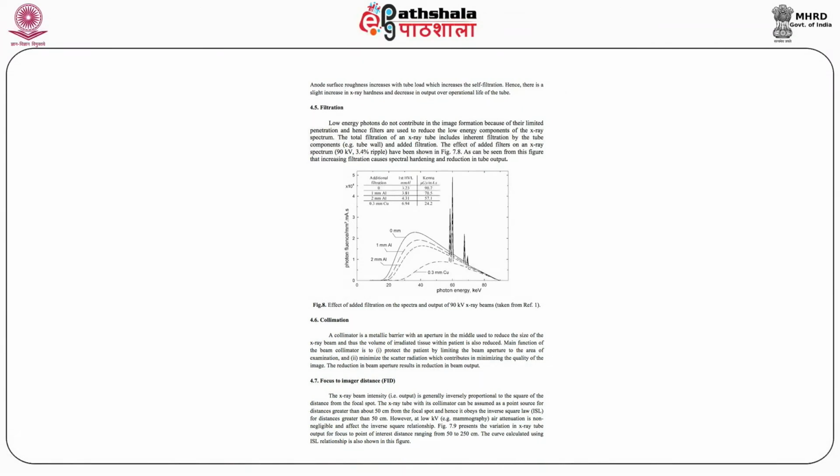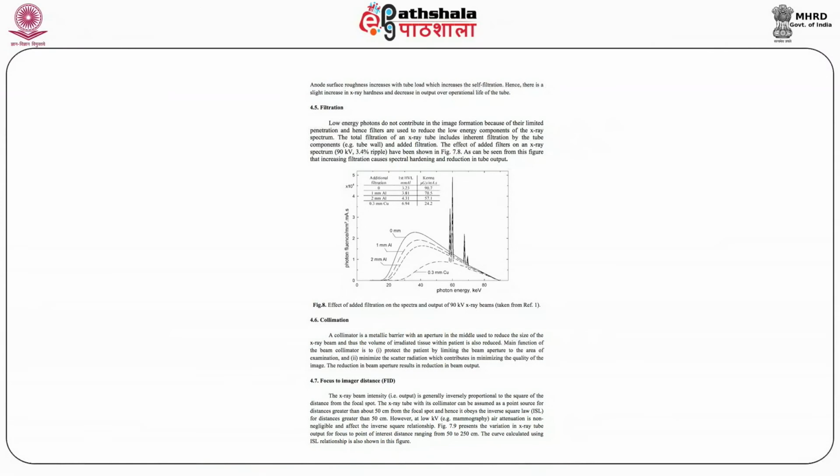So TLDs are available in various forms, for example in powder form, chips form, rod forms, ribbon forms, and made up of various TL materials. Dosimeters most commonly used in medical applications are based on lithium fluoride doped with magnesium and titanium, that is LiF:Mg,Ti, but other materials such as LiF:Mg,Cu,P, lithium borate doped with manganese, calcium sulfate doped with dysprosium, and calcium fluoride doped with manganese have also been used for a variety of dosimetry measurements in diagnostic radiology.